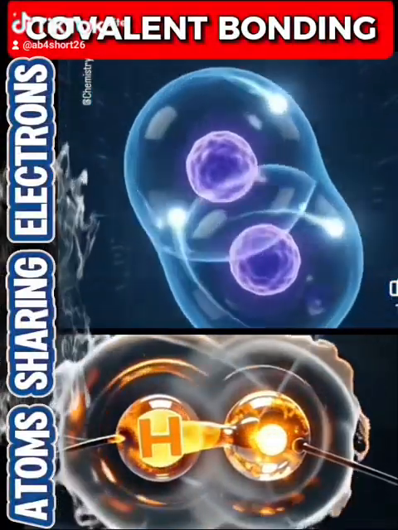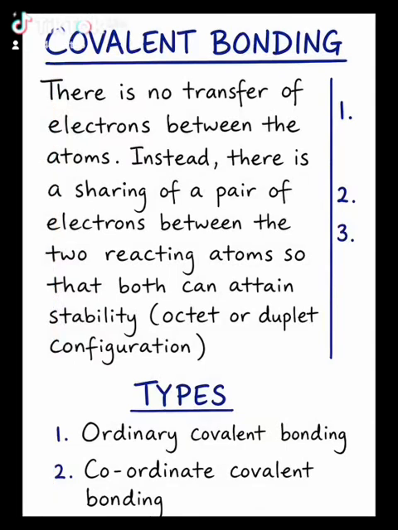Covalent bonding. In covalent bonding, there is no transfer of electrons between the atoms. Instead, there is a sharing of a pair of electrons between the two reacting atoms so that both can attain stability, that is, octet or duplet configuration.